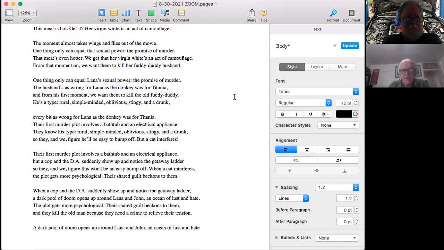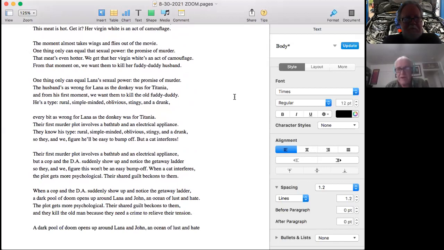The husband's as wrong for Lana as the donkey was for Titania. And from his first moment, we want them to kill the old fuddy-duddy. He's a type, rural, simple-minded, oblivious, stingy, and a drunk. Every bit as wrong for Lana as the donkey was for Titania. Their first murder plot involves a bathtub and an electrical appliance.